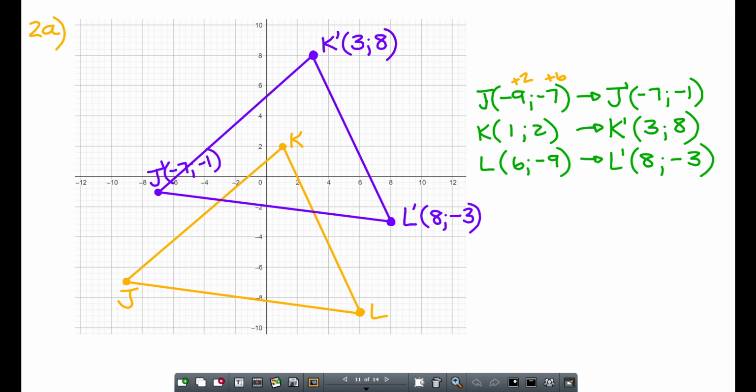At 2, it says plot the points J, K, and L on the same set of axes and join the points to form triangle JKL. Okay, so that will be the yellow triangle or orange one. Then at B, they ask me to translate triangle JKL 2 units to the right and 6 units up. So here you'll see that I indicated 2 units to the right, so I'm adding to the X values, and 6 units up, so I'm also adding to the Y values. Label the translated points the new JKL. So that will be the blue triangle.